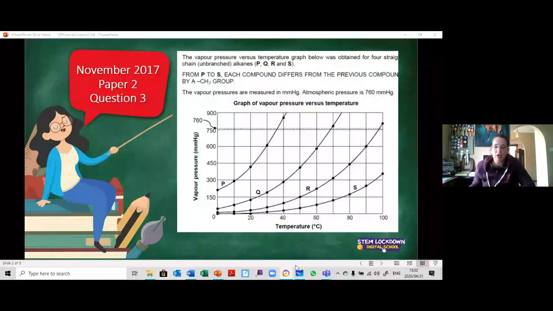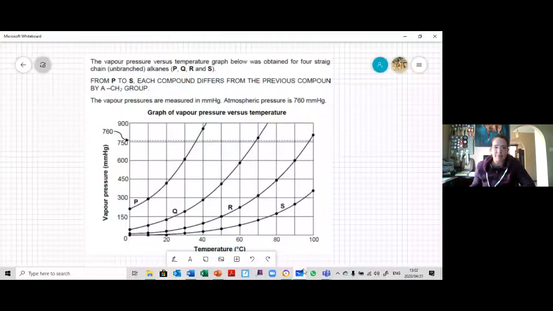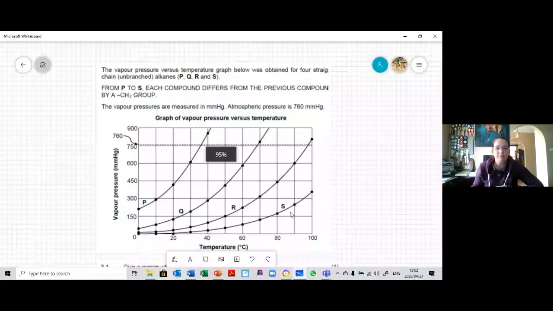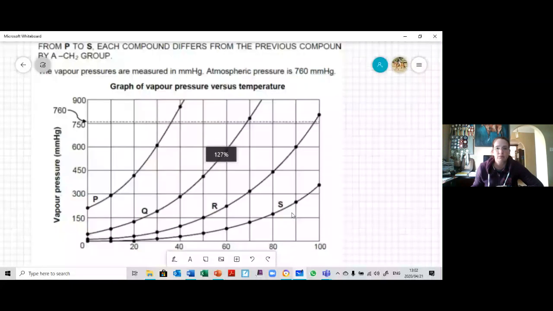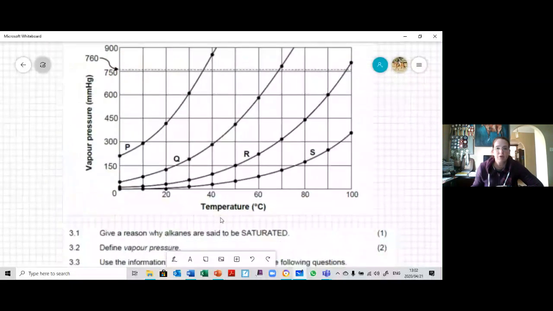Okay, so let's have a look at this question paper. So they give us a graph of vapor pressure versus temperature. Okay, so temperature is here at the bottom, and vapor pressure is here on the side.